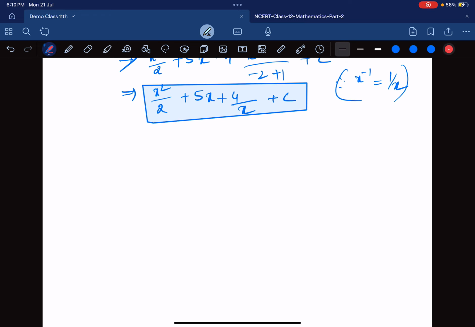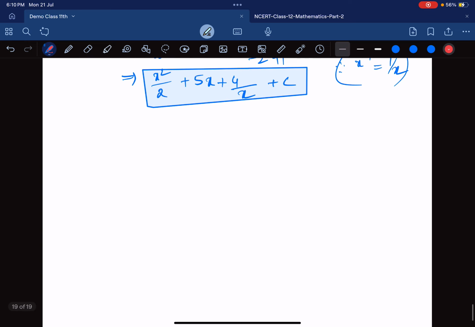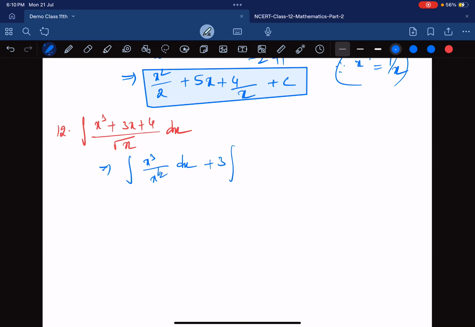Now see the 12th problem. The integration of (x³ + 3x + 4)/√x dx. So the integration of x³ by x^(1/2) dx plus 3 times the integration of x by x^(1/2) dx plus 4 times the integration of 1 by x^(1/2) dx.